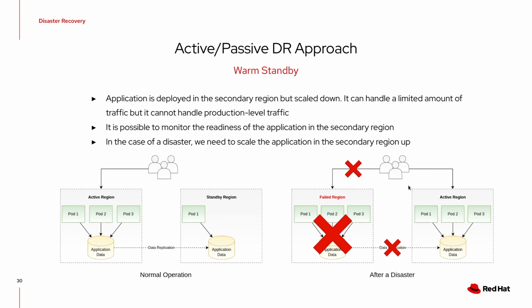Now, in the case of a disaster, when we're using warm standby, what we need to do is scale out the application in the secondary region so that it's able to serve the full production traffic, which is a big load, and then reroute the traffic to the secondary region.